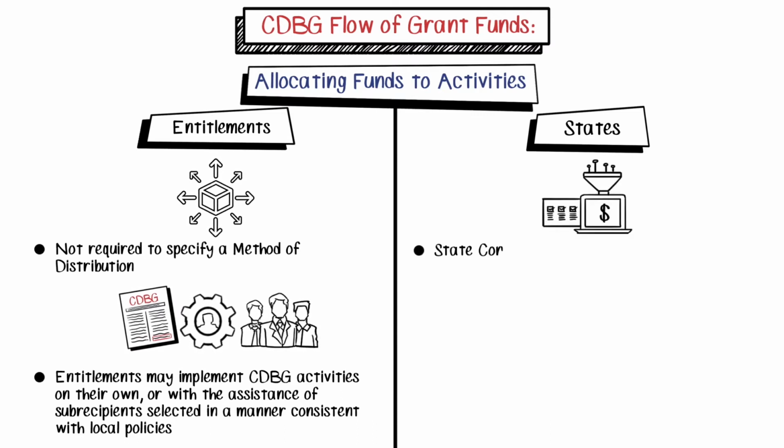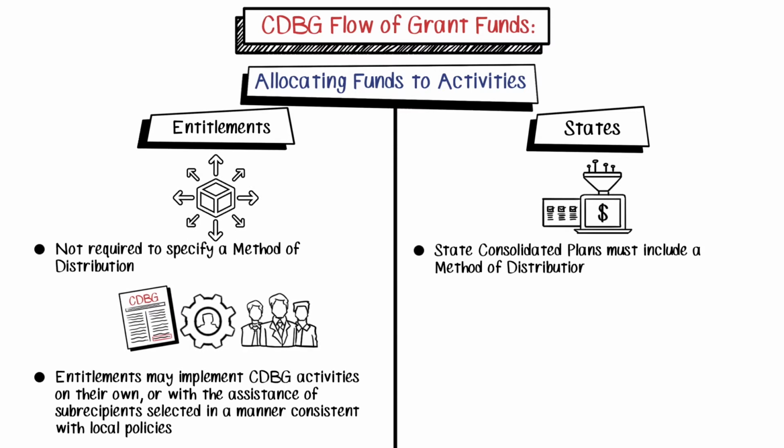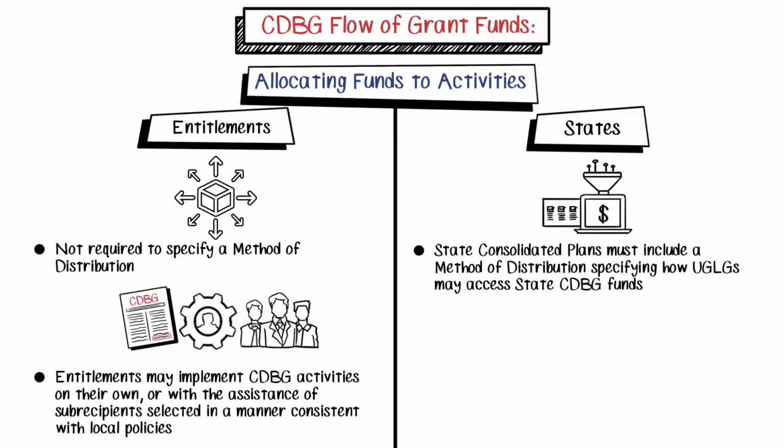What the state intends for units of general local government to do with CDBG funds and how units of general local government may access CDBG funding. For example, a state's method of distribution could specify that CDBG funds will be distributed to eligible units of general local government based on a formula, a competitive grant application process, or through other methods such as a regional fair share or a combination of the above methods.